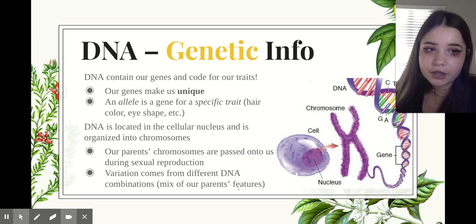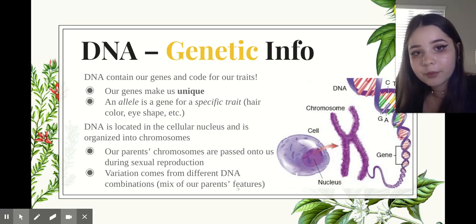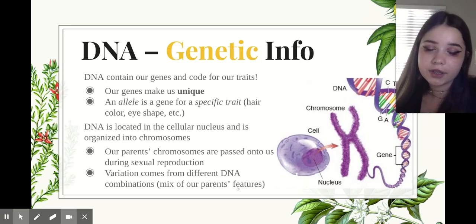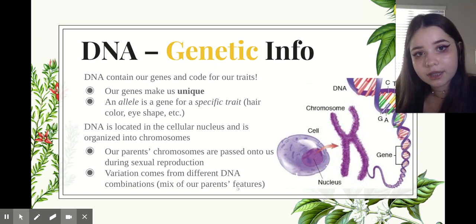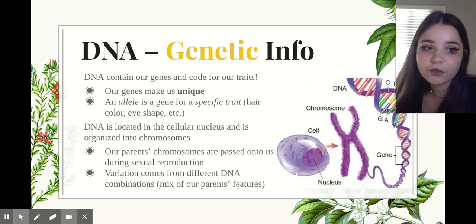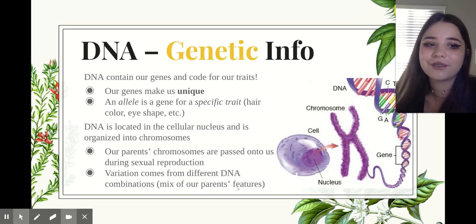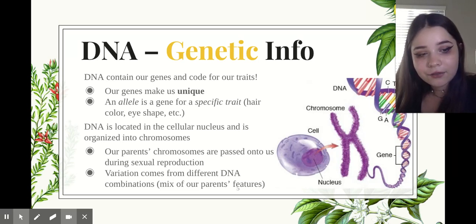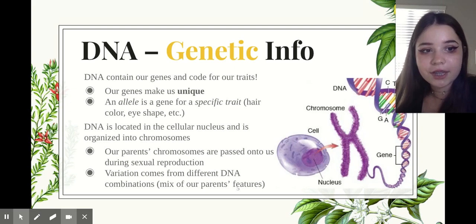And so during sexual reproduction, our parents' chromosomes are passed on to us. And the variation, what makes us different from both of our parents, are the combinations of DNA. So depending on how the DNA is combined, we're going to have a mix of our parents' features, and we're not going to look like exact clones of our parents. And this is the advantage of sexual reproduction. It gives us diversity in life.